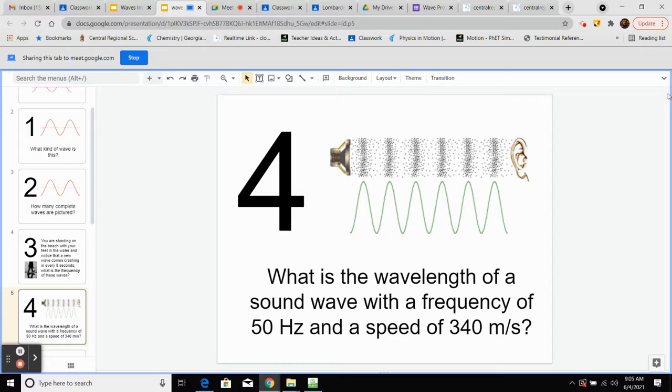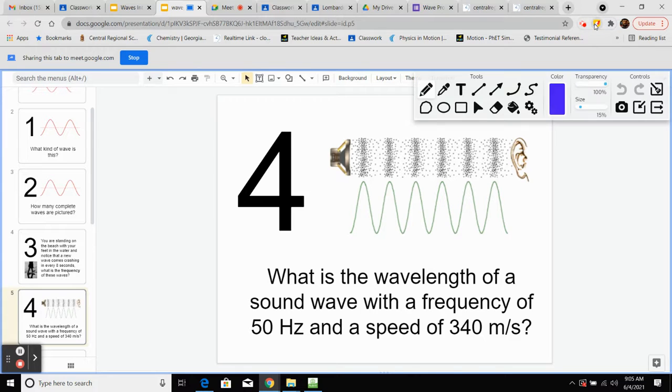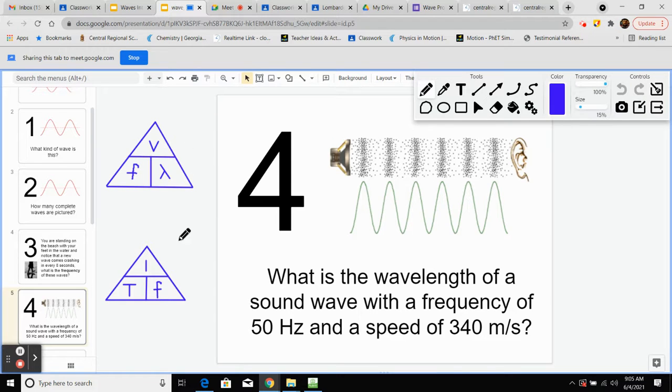Number 4, what is the wavelength of a sound wave with a frequency of 50 hertz and a speed of 340? So with this, you would probably need an equation up. So here's our equation. Which triangle are we going to use, top or bottom? Why bottom? Because it has frequency, right? Okay, but this is what? This is speed. And T, capital T, was period.